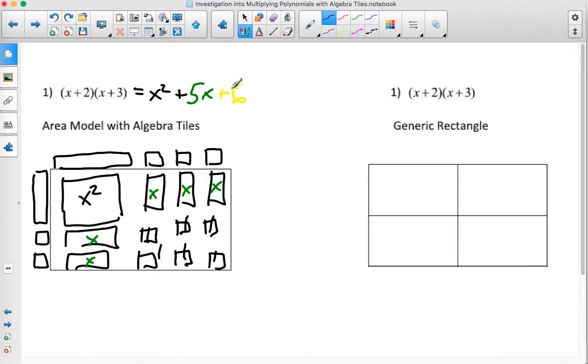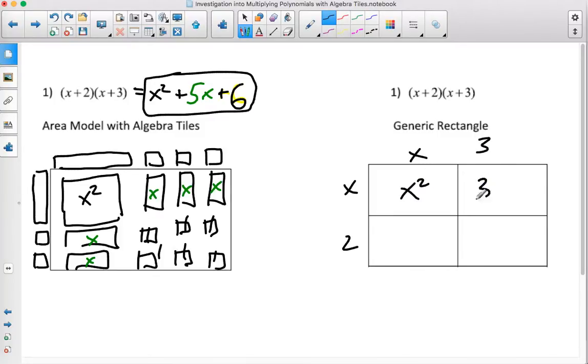Kind of hard to see, so I'm going to go back over those yellow. Plus 6. That would be my area. I would have had a blue square, x squared, 5 rectangle x pieces, and 6 square 1 pieces. So x squared plus 5x plus 6. If I didn't want to draw the shapes out, I could have just done x plus 2 and x plus 3 and said the area was x squared, 3x, 2x, and 2 by 3 is 6.